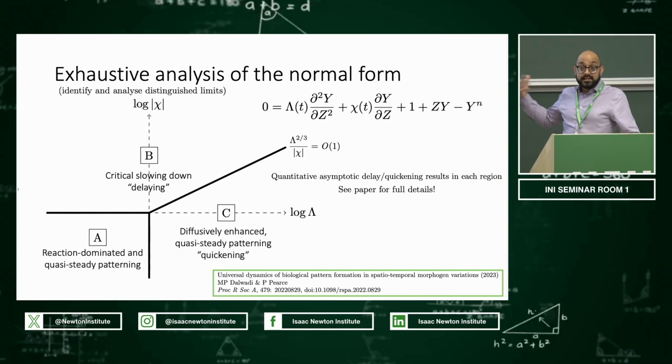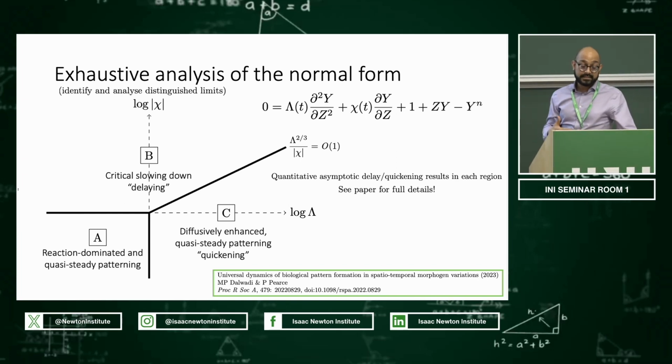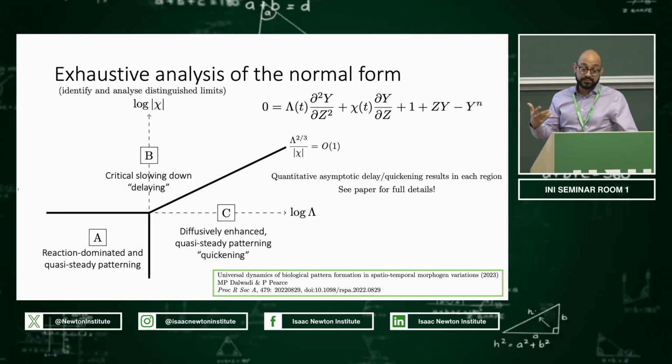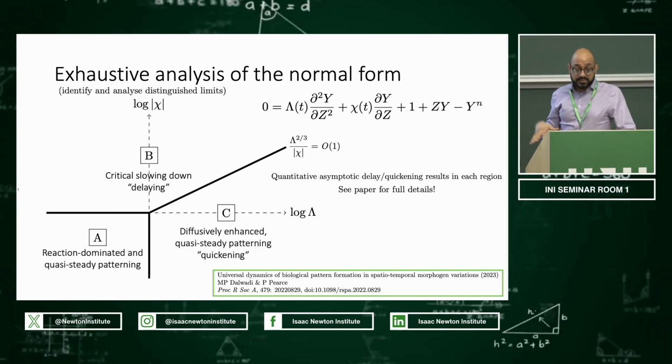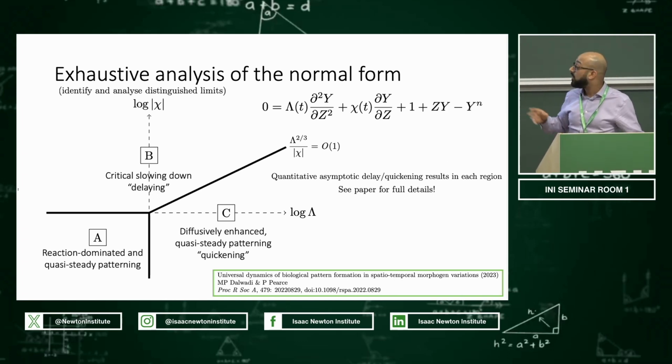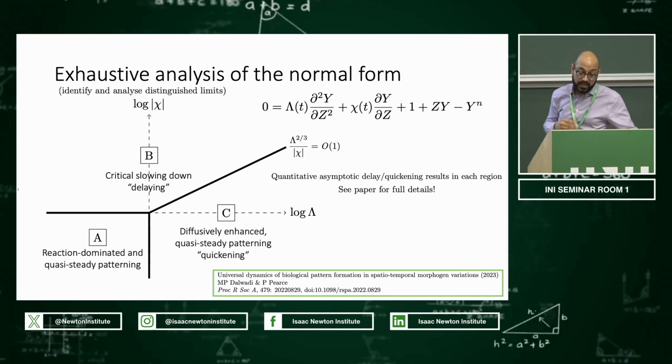And because this is the normal form for these types of bifurcation, we analysed it exhaustively to characterise and quantify all the types of behaviour that are possible in terms of the effective parameters lambda and chi. So I'm not going to go into the technical details, but this diagram summarises the results of that analysis. Every point on this figure represents a solution of the normal form for a different value of lambda and chi.